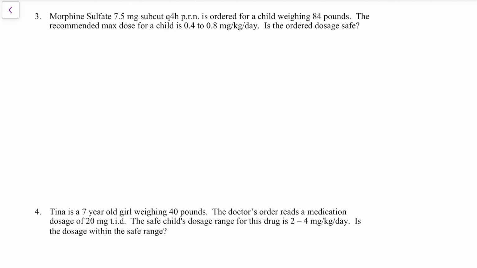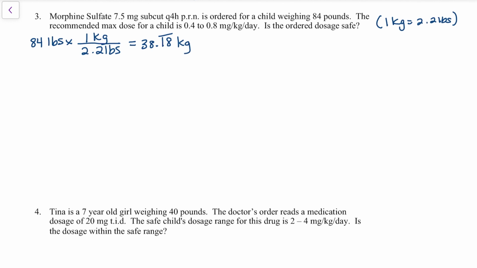So first step, we've been given a weight in pounds. We need it in kilograms. Again, remember we have 1 kilogram equals 2.2 pounds. So I'm going to take the 84 pounds times 1 kilogram in 2.2 pounds. On my calculator, I'm doing 84 divided by 2.2, and I get 38.181818 kilograms. And I'm not rounding these numbers until the very, very end.